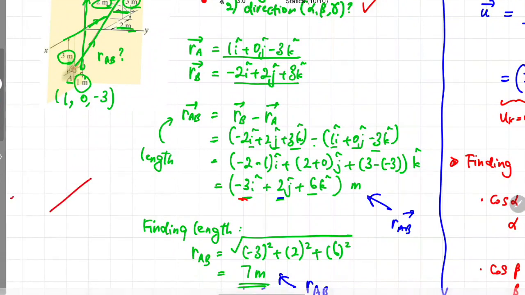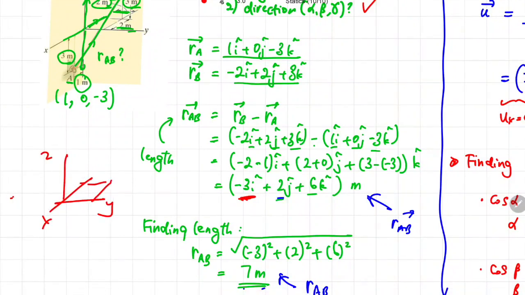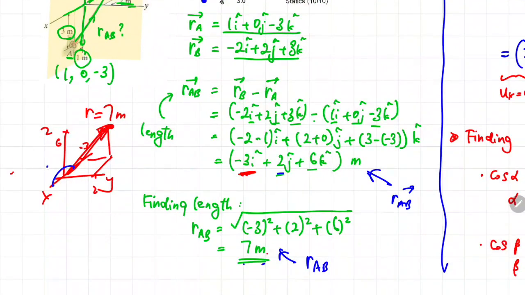If I were to redraw the vector of our elastic rubber band, then it would look something like this. This angle would be our alpha angle, this side would be our beta angle, and this one would be our gamma angle.